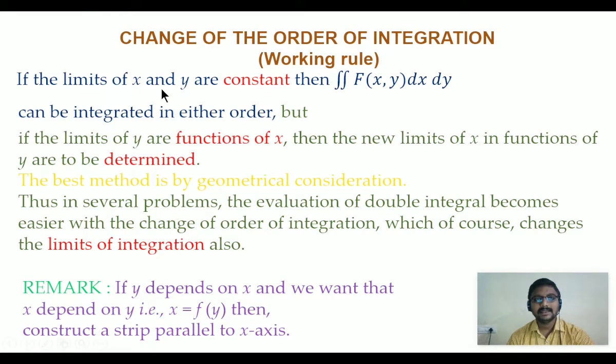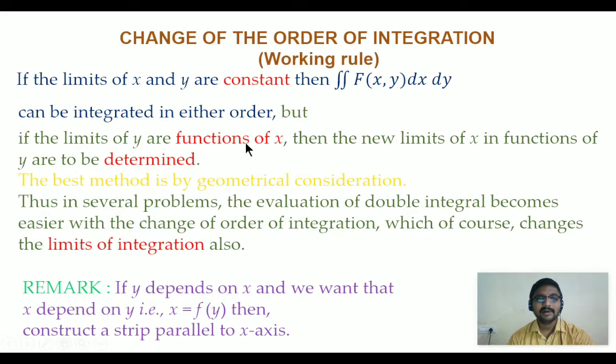If the limits of x and y are constant, then the double integral can be integrated in either order. If all the limits of a double integral are constants, then the order of integration is immaterial, provided the limits are changed accordingly. That is, all the limits are constants. Then we integrate first with respect to x and then y, or first with respect to y and then x. In both cases, we will get the same result. So when the limits of a double integral are constant, the order of integration is immaterial, provided the limits are changed accordingly.